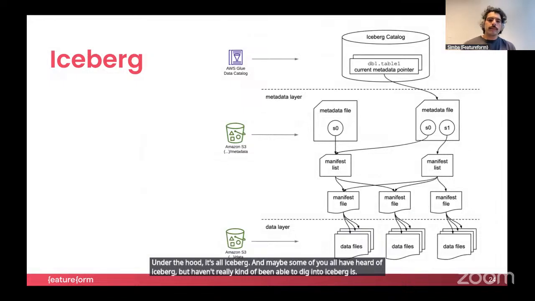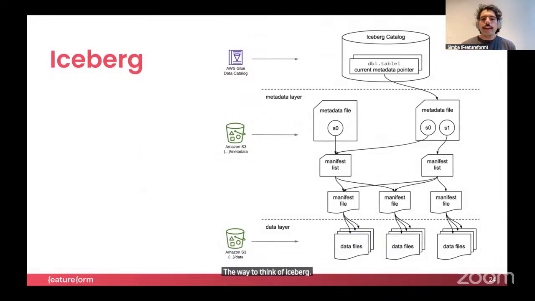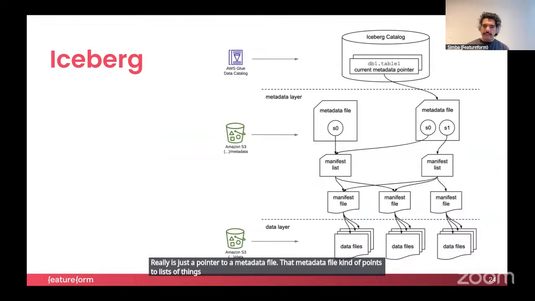The way to think of Iceberg is it's pretty much layers of metadata. So I'll have a table. That table really is just a pointer to a metadata file. That metadata file points to lists of things. In the end, at the bottom, there's these data files, Parquet files. They can be Parquet. In our case, they're Parquet. The Parquet files are the actual data.